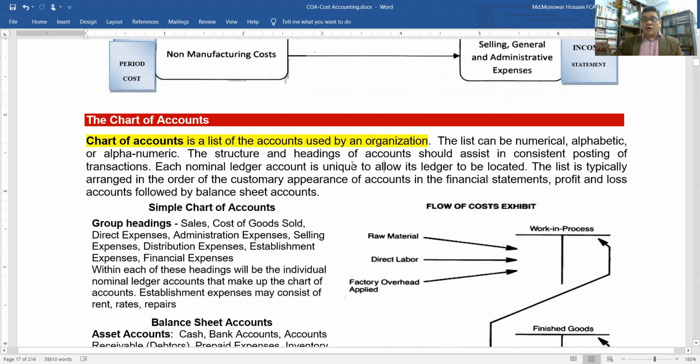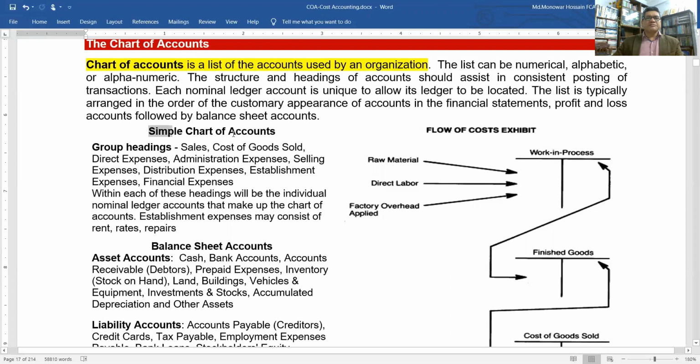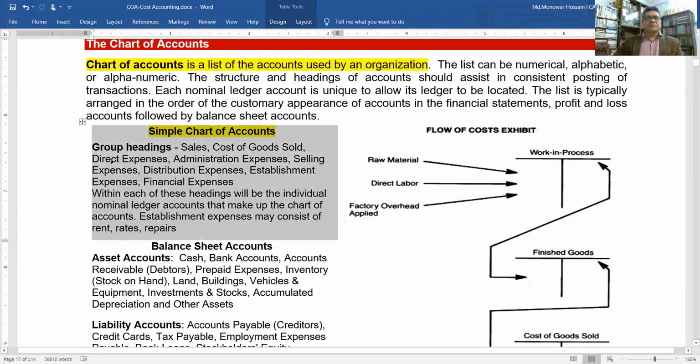I think you are all professionals and you are using accounting software, and every software has a built-in chart of account. In your organization, they prepare the balance sheet as well as the profit and loss account, and all are within the chart of account. So in a simple chart of account, there are group heads, that means sales, cost of goods sold, direct expense, etc.